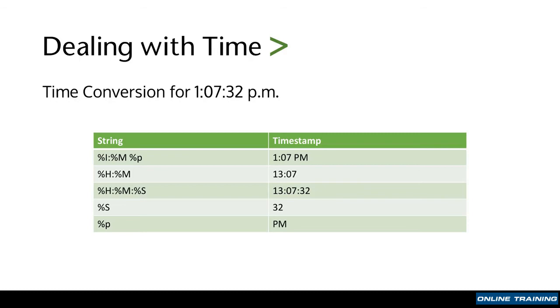The second one is capital H, capital M, which will give us the 24-hour hour and the minute. The third one down just adds a capital S, which gives us the second. The fourth one down is only capital S, which would only display the seconds. The fifth one down is a lowercase p alone, which only would display AM or PM. I don't imagine why you would want to use that, but you can.